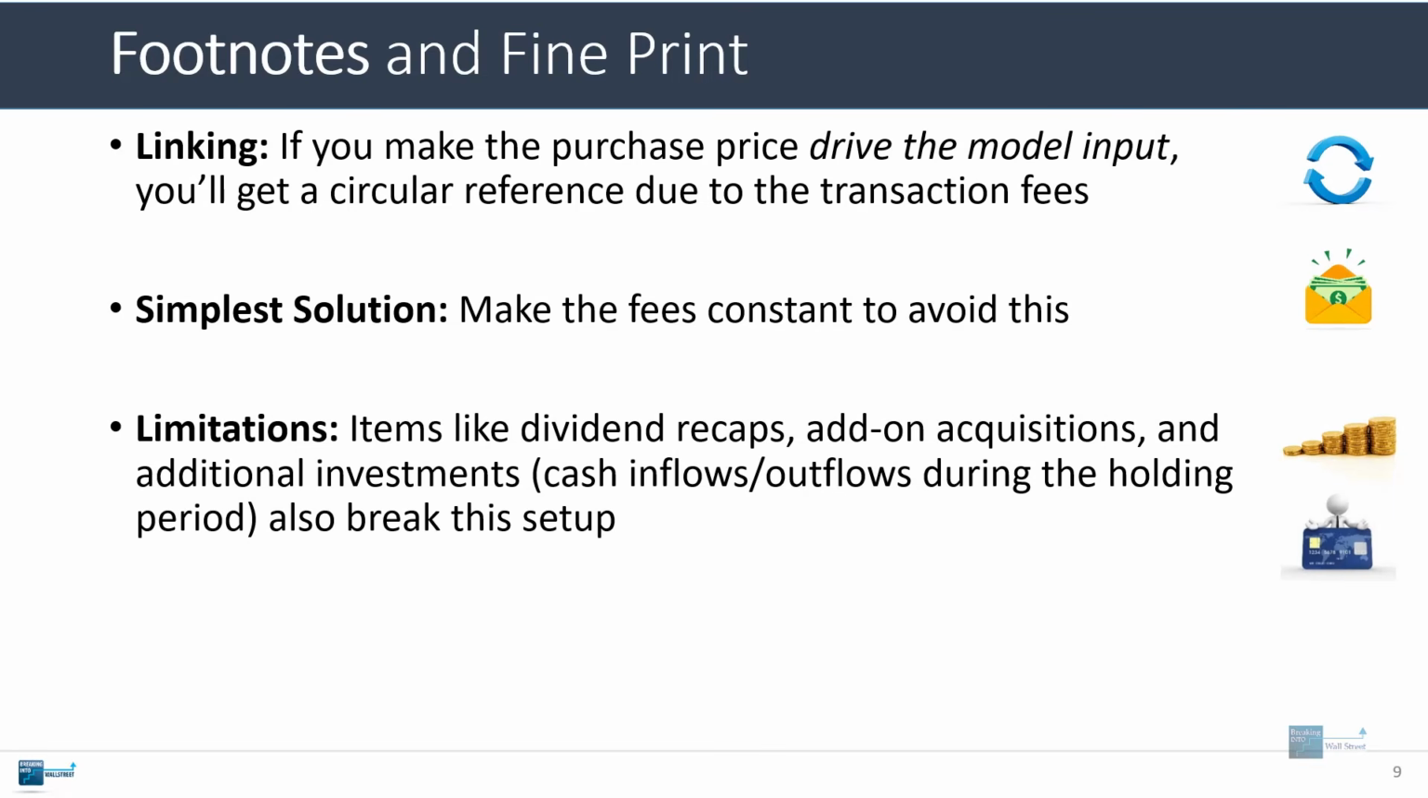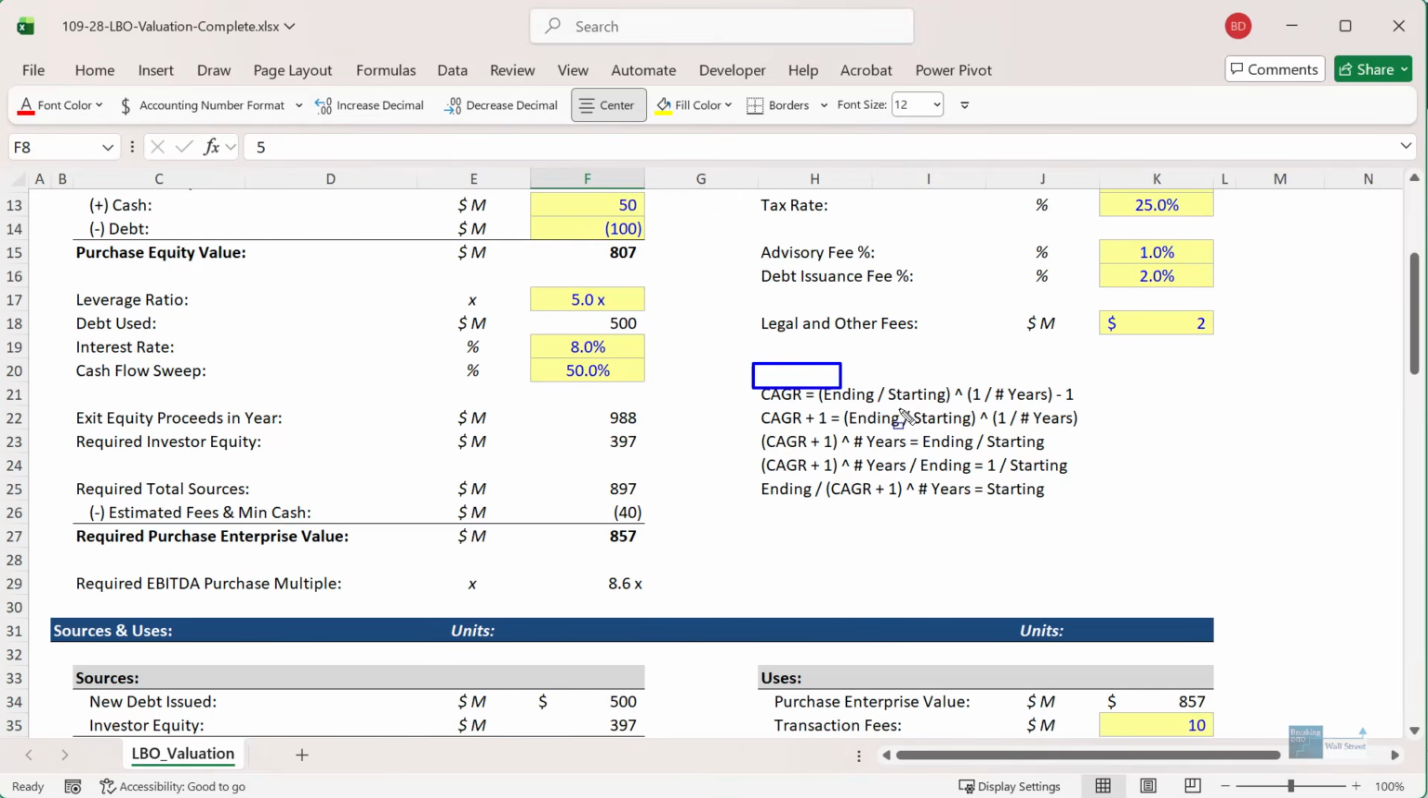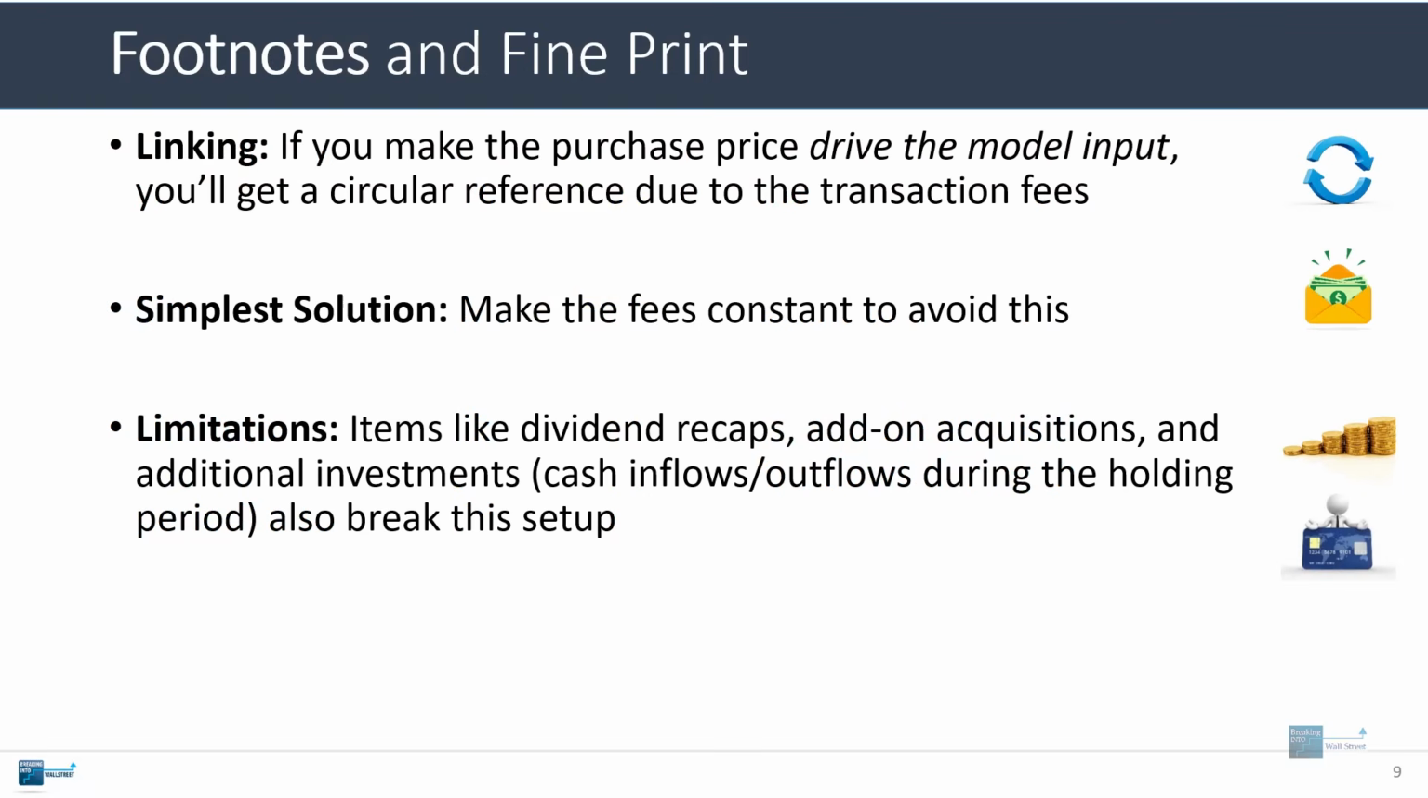Another issue is that if you have something like a dividend recap or an add-on acquisition or additional investment, so any additional cash inflows or outflows during the holding period, they're going to break this setup. The issue is that if you think about the CAGR formula, this only works if you assume that there's an initial purchase in the beginning and then an exit at the end. But if there are other cash flows in between, this formula is not going to hold. So you'll have to set this up in quite a different way.